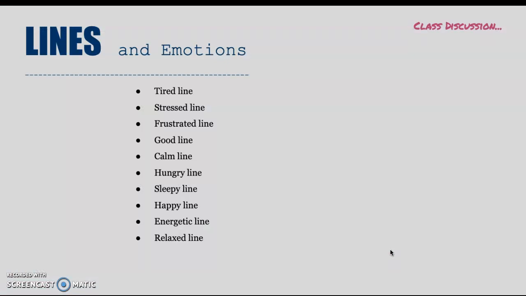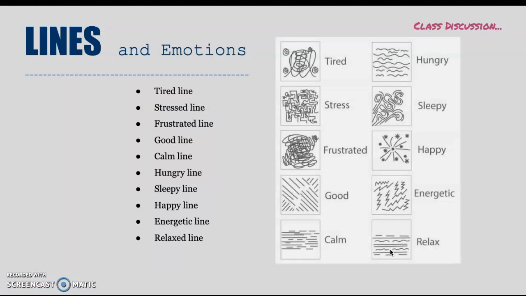Lines can also help express emotion. Here on the right are some lines and some emotions tied together, as in here: tired, stressed, frustrated, good, calm, hungry, sleepy, happy, energetic, and relaxed. And of course, these lines all change depending on the artist. They're always up for interpretation. Your tired line might look a lot different than the one here on this graph.